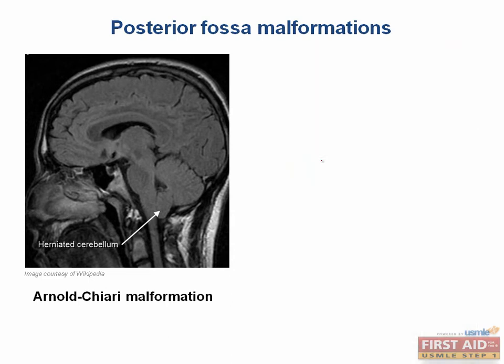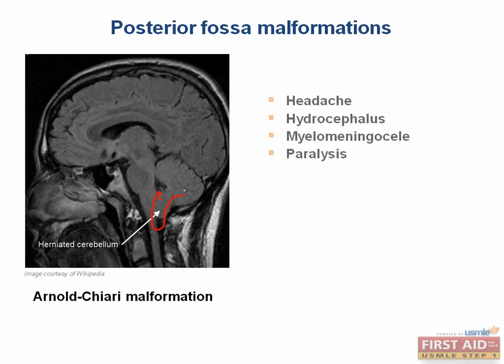Now, Arnold-Chiari malformations result from a cerebellar herniation, shown here. This herniation goes through the foramen magnum and can lead to a host of problems. Some key findings to look for are headache, hydrocephalus, myelomeningocele, which we discussed before, and paralysis. These would all happen below the level of the defect.